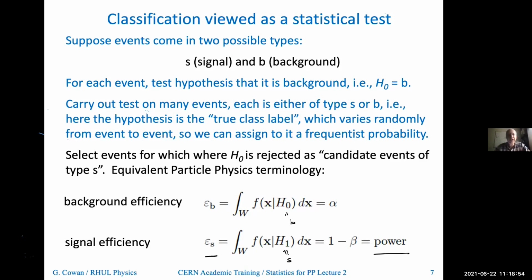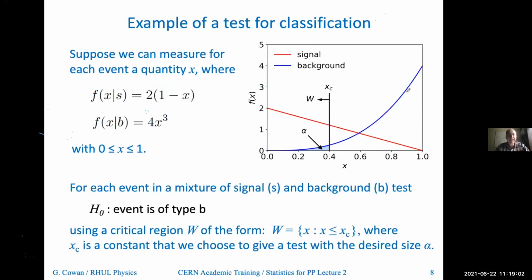And remember that in this game, I've defined it so that the hypothesis that we're testing is B. Right. All right, so here's an example. Let's suppose that for each event, I can measure a quantity X, a single quantity. And let's suppose that X is distributed for signal events according to this PDF here. It's the red curve. Okay, I've defined X so that it lives on the interval between 0 and 1.